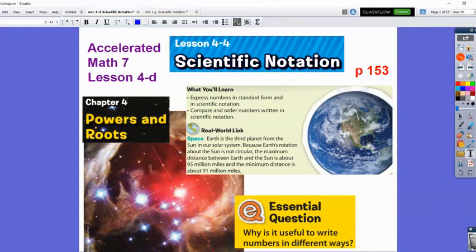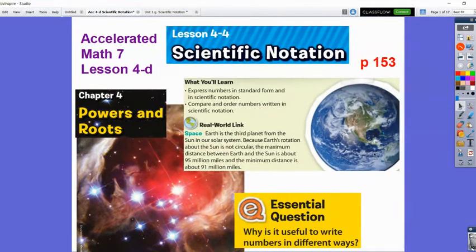With our next lesson in this unit on powers and roots, this topic is scientific notation. I'm going to start on page 153. There's a picture of a globe here because it's talking about the distance between the Earth and the Sun being 95 million miles, a very large number.